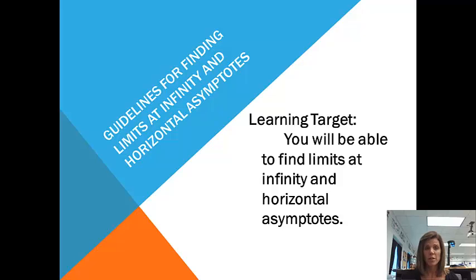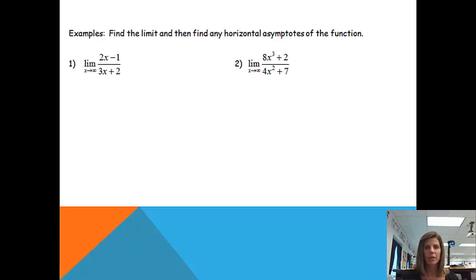In a previous lesson, you found out how to find limits at infinity and horizontal asymptotes by basically using your calculator because you had graphs to look at. Today, at the end of this lesson, you'll be able to find limits at infinity and horizontal asymptotes without the aid of your calculator.